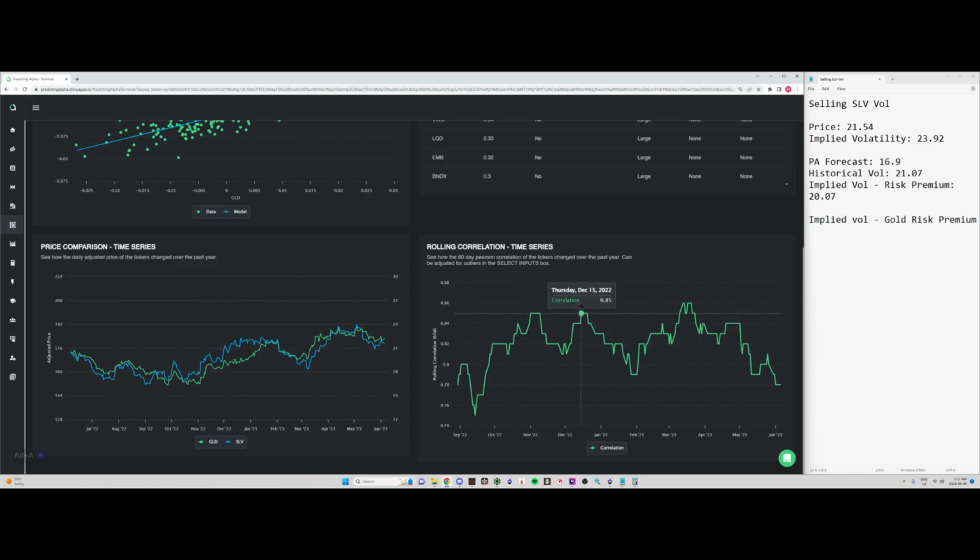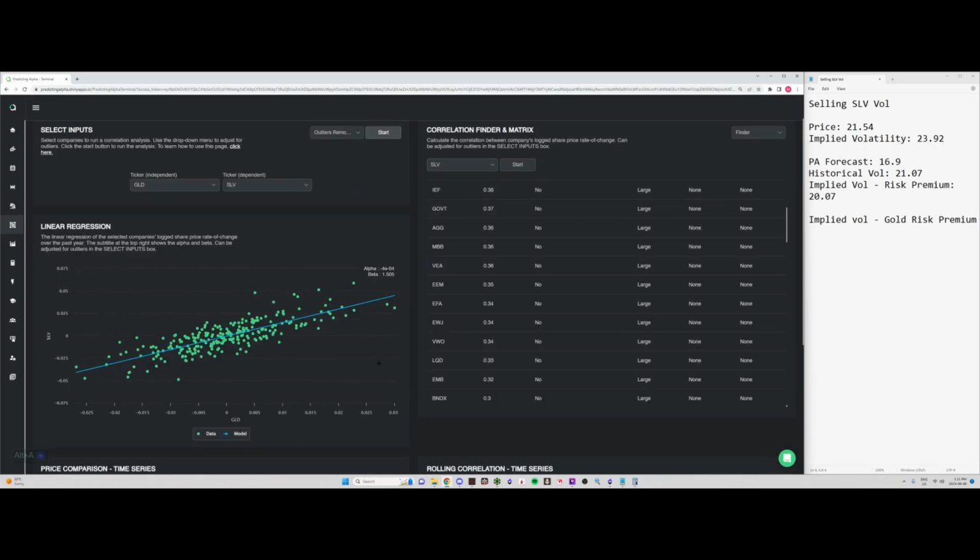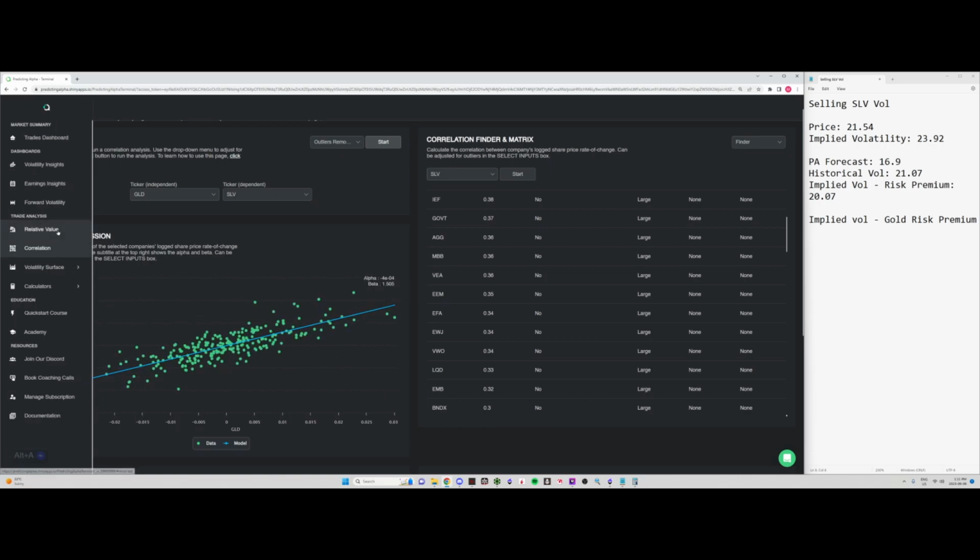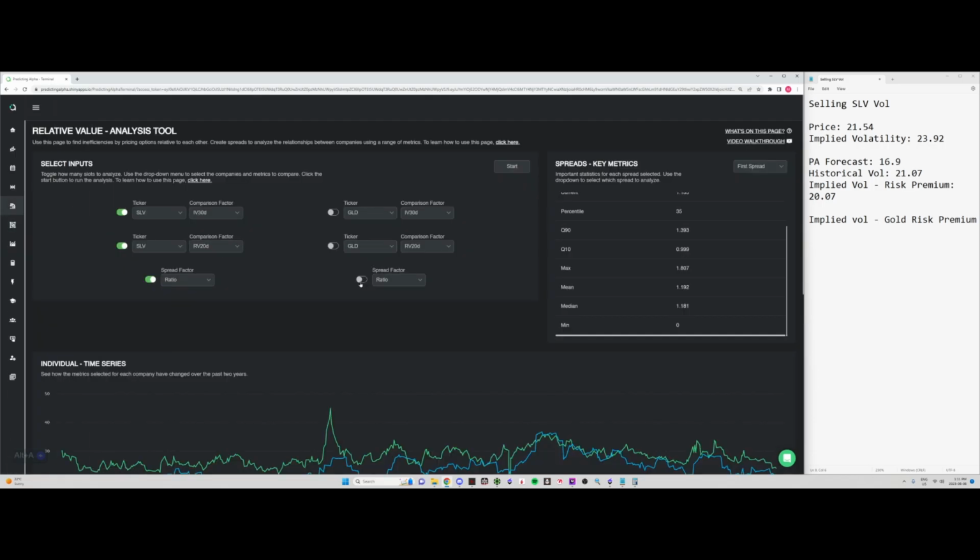We can see that the correlation between silver and gold is pretty high. It's usually around 80, never really below 75. Right now it's about 78. That's pretty good. Looking at the price charts, that's pretty solid. If we see a spike in gold prices or a spike in silver prices, we can see the other will move as well. So this is going to be a pretty good comp.